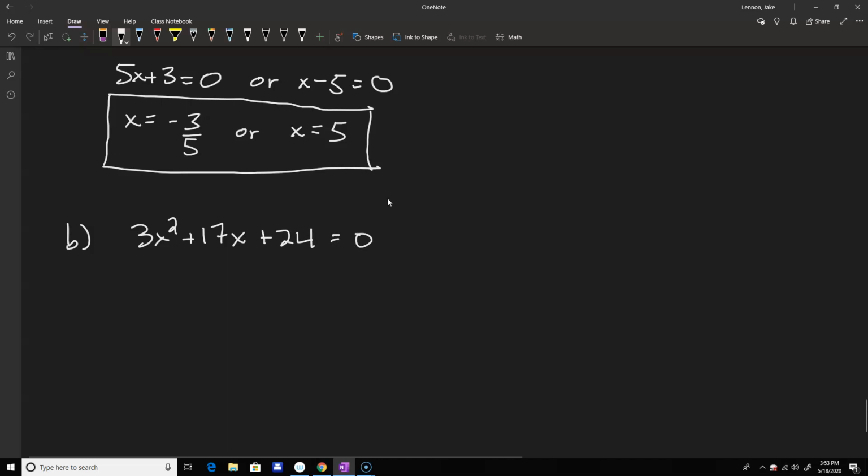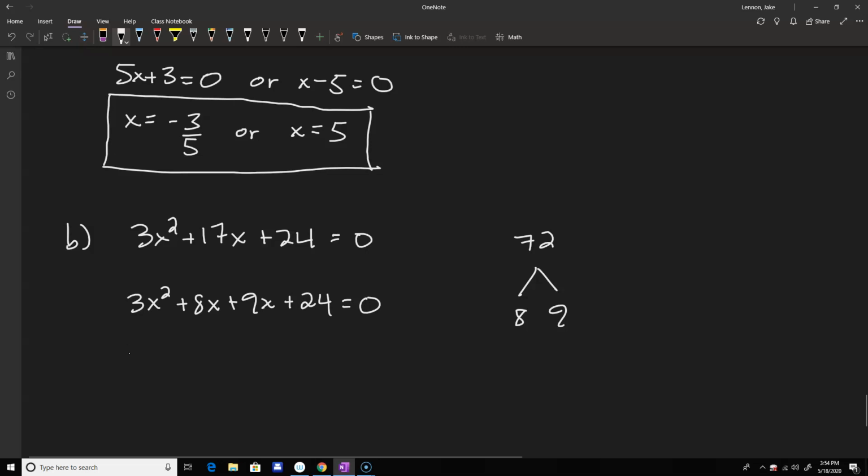So what do we do first? We multiply the 3 with the 24, so we get 72. And we want two numbers that multiply to 72 but add to 17. So this time 8 and 9 do the job. So we have 3x squared plus 8x plus 9x plus 24 equals 0.